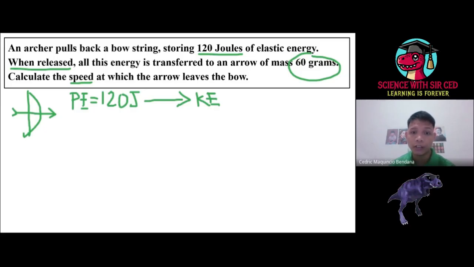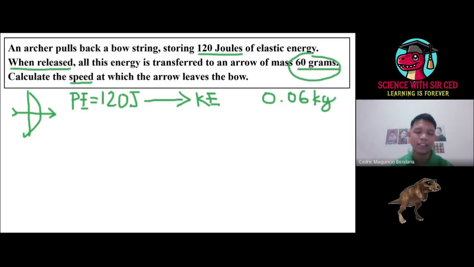But there is a concern here. Look at this. Grams is not an SI unit. So meaning you need to convert grams first. How can you do that? Divide it by 1,000. So 60 divided by 1,000, you're going to use 0.06 kilograms. Remember, before you calculate, make sure that all values are in SI unit.